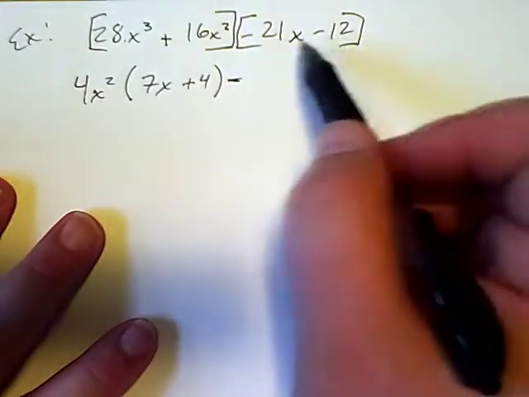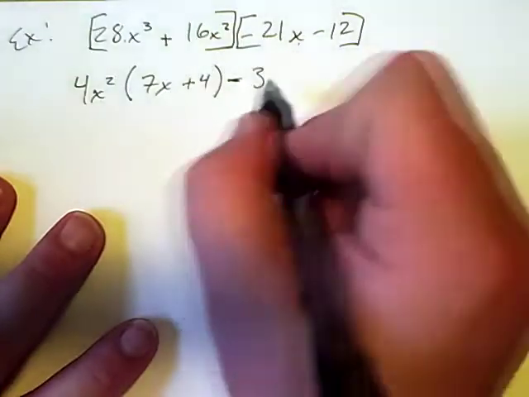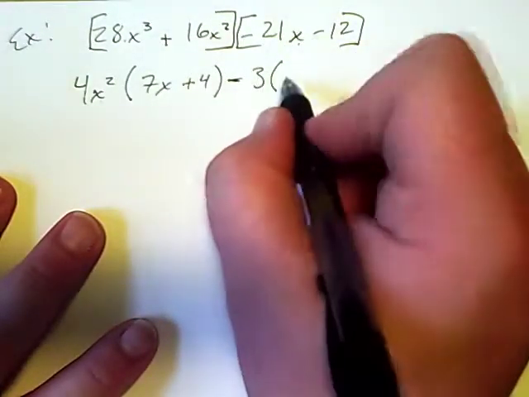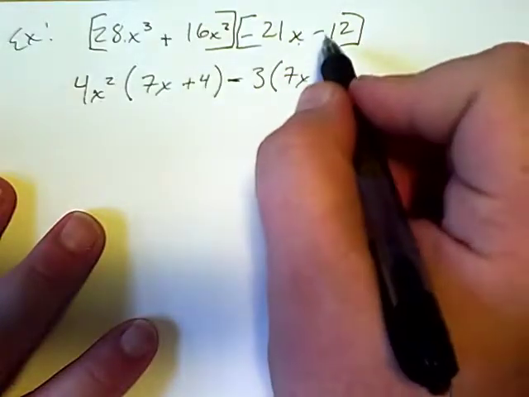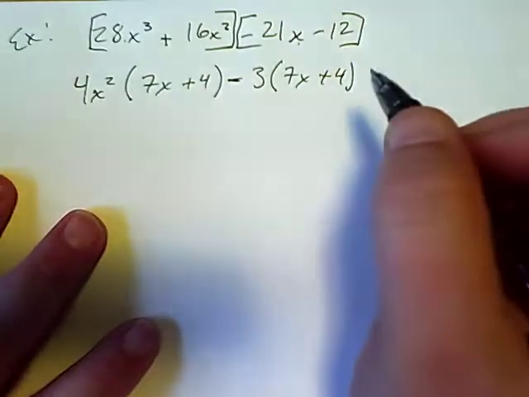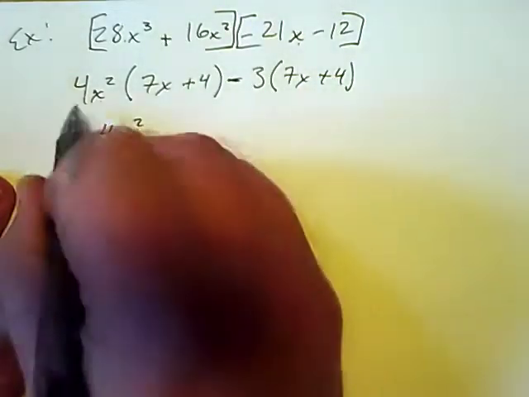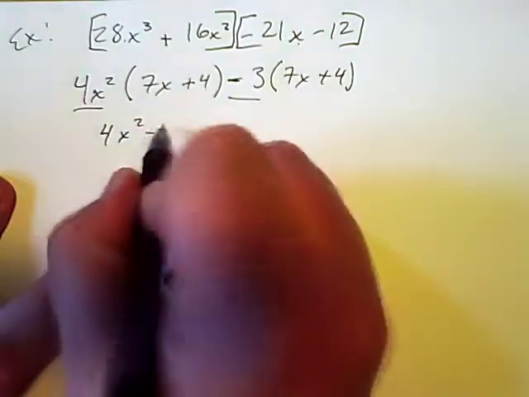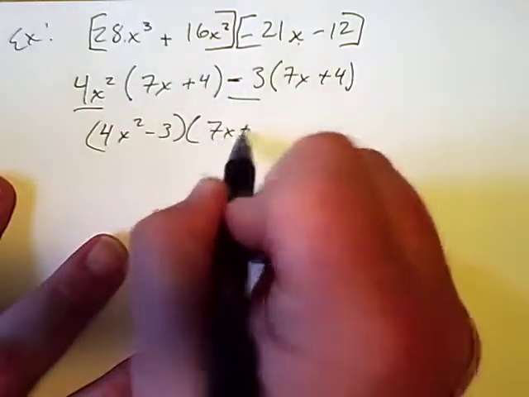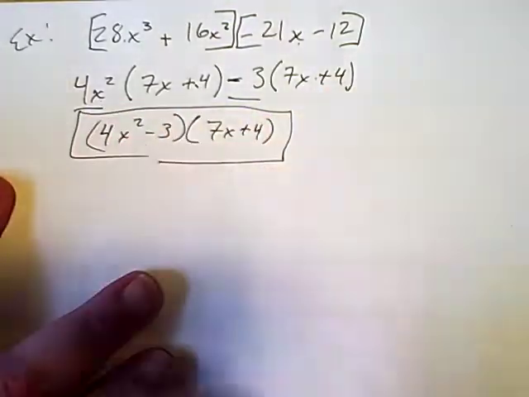So 21 and 12, they both have a 3 in common. And there's no x here, so it's just the 3. 21x divided by 3 is 7x. Negative 12 divided by negative 3 is a positive 4. Do these match? They sure do. So then I can rewrite it. 4x squared, this would be my first binomial. And the second binomial is what matched. And we're done.